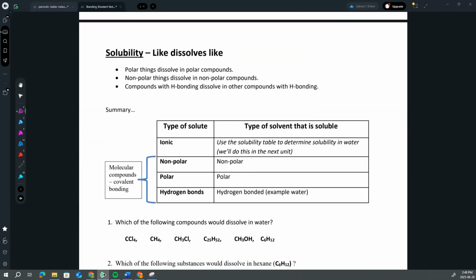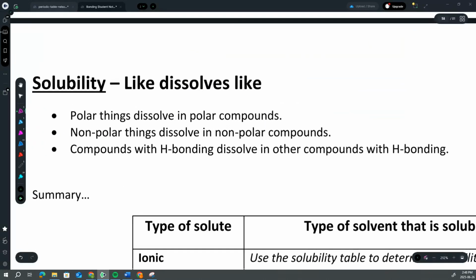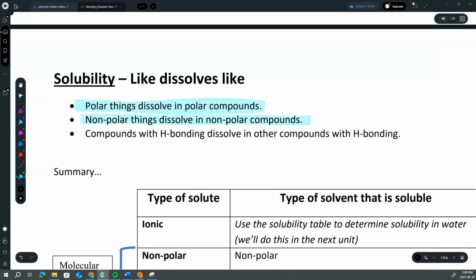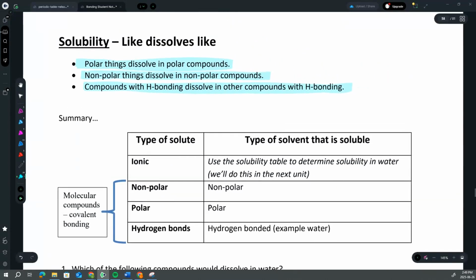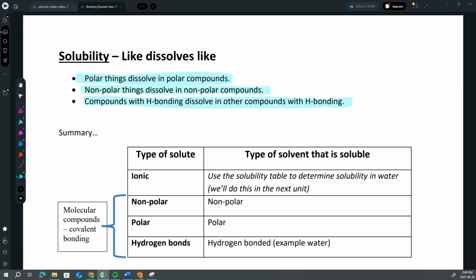Last but not least, let's talk about solubility. Solubility operates off of this principle when we're talking about polar and nonpolar compounds. It operates off this principle of like dissolves like. So what does that mean? It means polar things dissolve polar compounds. Nonpolar compounds will dissolve nonpolar compounds. And then compounds with hydrogen bonding will dissolve other compounds that have hydrogen bonding.